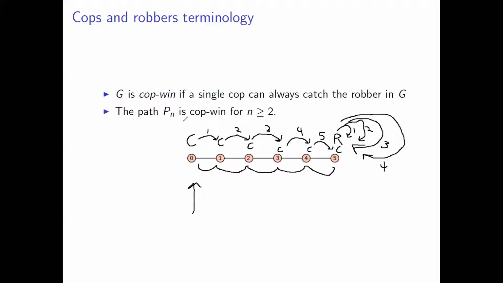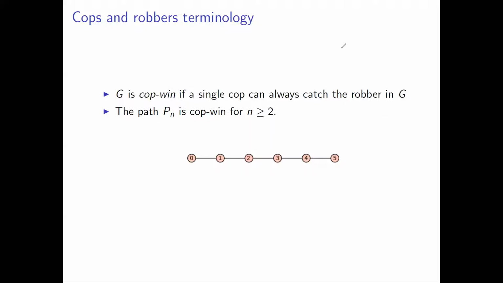So we can see easily the path Pn is cop win. And as for the number of turns that the cop took to capture the robber, n-1, we'll see that we can do a lot better than this. You can think about what cop position would give us a better capture time, but we'll talk about that a few slides later. So we had a cop win graph there.